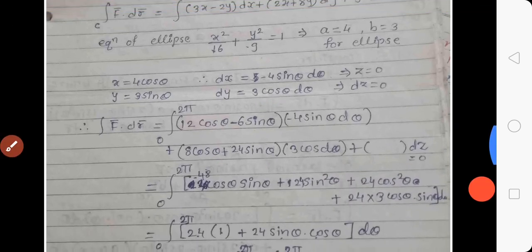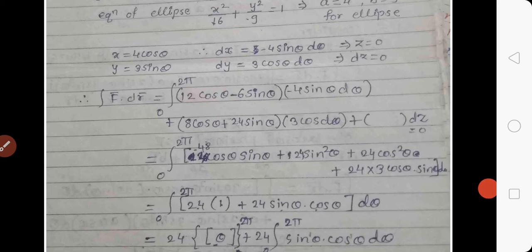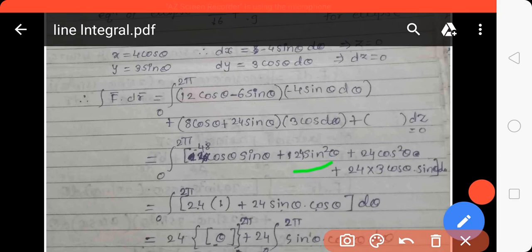Now you can calculate the value of the integration. Simplify this. Integration from 0 to 2 pi of minus 48 cos theta sin theta plus 24 sin square theta plus 24 cos square theta plus 24 into 3 cos theta sin theta into d theta. Now in the second and third terms, 24 into sin square theta and 24 into cos square theta, if we take 24 common, then sin square plus cos square is 1. Therefore the first term is 24 into 1. Now the second term is 24 into 3 minus 48, which gives 24 into sin theta cos theta.